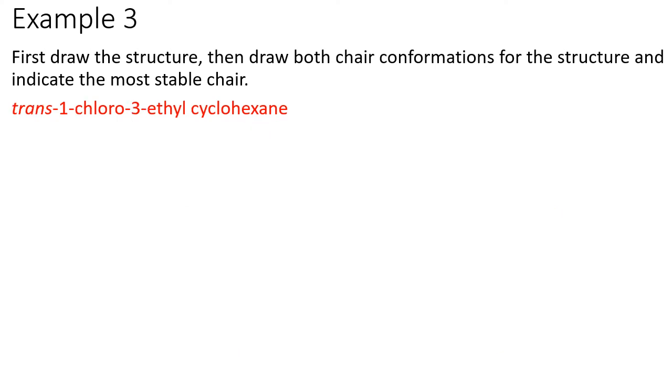Here our example molecule is trans 1-chloro-3-ethyl cyclohexane. First, let's draw it as a flat cyclohexane ring. At position 1, we have a chloro group, and now we have position number 3. We're going to have to put our ethyl group on a dash because I put my chloro group on a wedge, and we were told the orientation is trans.